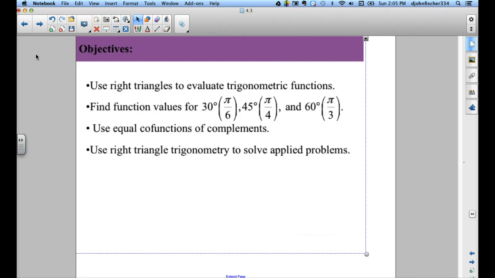We're going to use right triangles to evaluate trig functions. We're going to find function values for 30, 45, and 60 degrees, or pi over 6, pi over 4, and pi over 3 radians. Use equal cofunctions of complements, and use right triangle trigonometry to solve applied problems. So let's look at a few concepts.